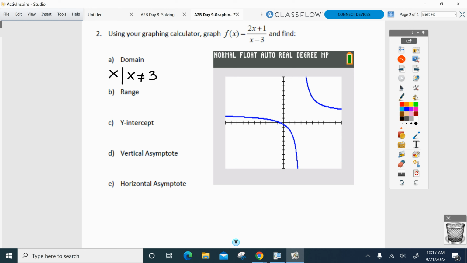And then while we're here, I don't care what order you go in. What do we already know now? If the domain's x cannot equal 3, what's our vertical asymptote then? 3. No, hey, remember, that's not going to cut it. X equals 3. It's a line. The line x equals 3.